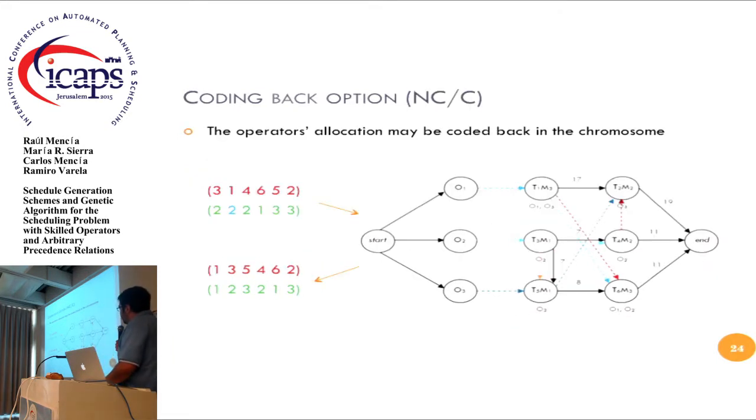We also propose a coding back option. This means that after we have evaluated the schedule, we can rewrite the chromosome so the tasks appear in the same order that they were scheduled. As you can see here, this solution can be represented by this or that chromosome, which are different, but in this one, the tasks are in the order that they were scheduled. And the operators' allocation is also coded back into the chromosome.